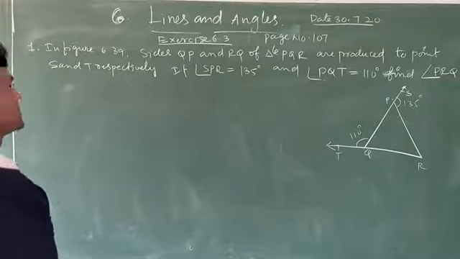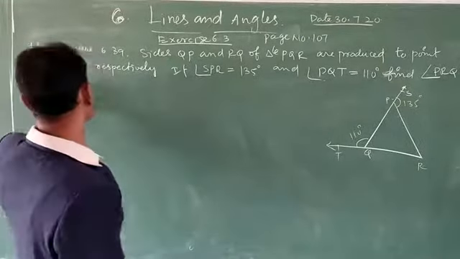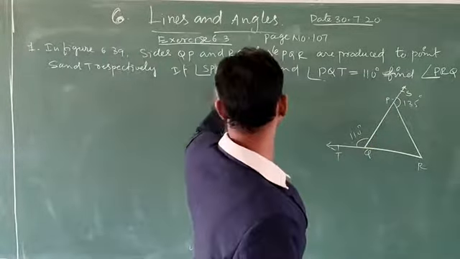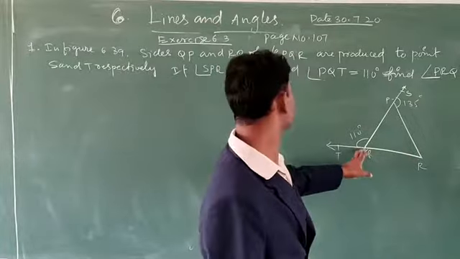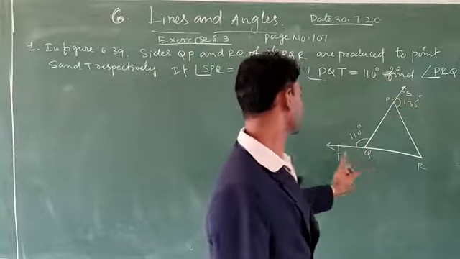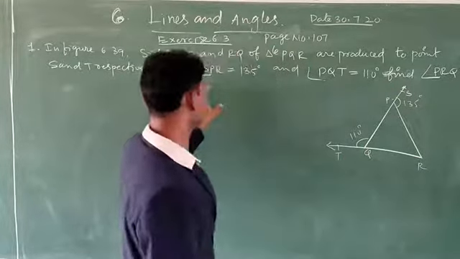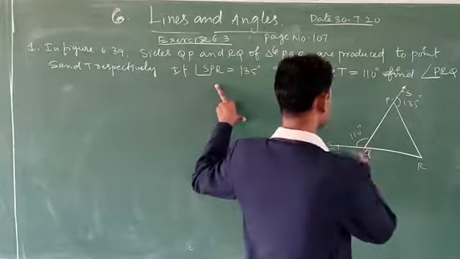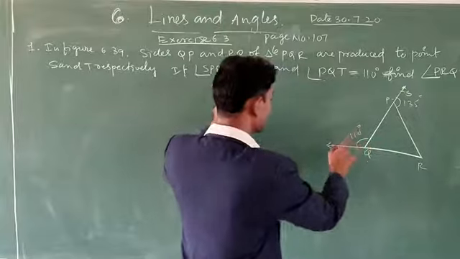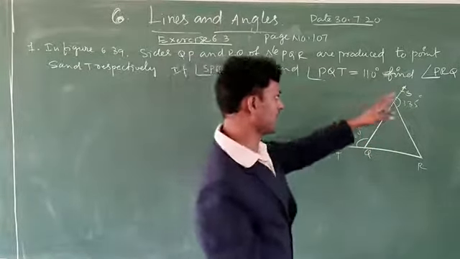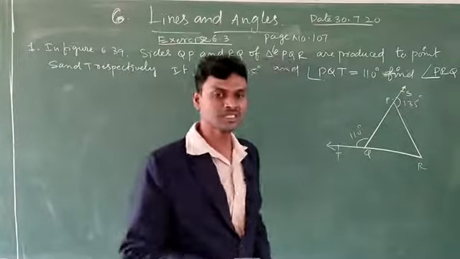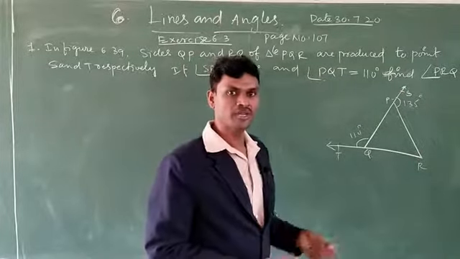Okay, now exercise 6.3, page number 107. This is the first question, in figure 6.39. Sides QP and RQ are produced. QP and RP are produced up to S and T respectively. If angle SPR is equal to 135 degrees and angle TQS is equal to 110 degrees, we have to find the angle PRQ. Okay, this problem you have to do yourself. I will explain how to do it.